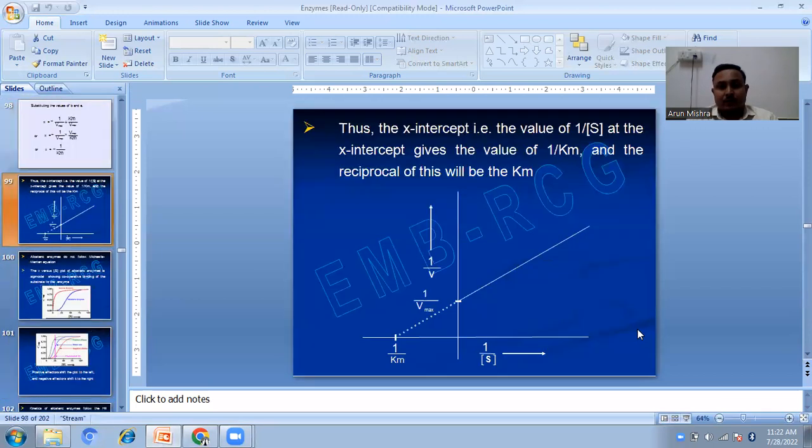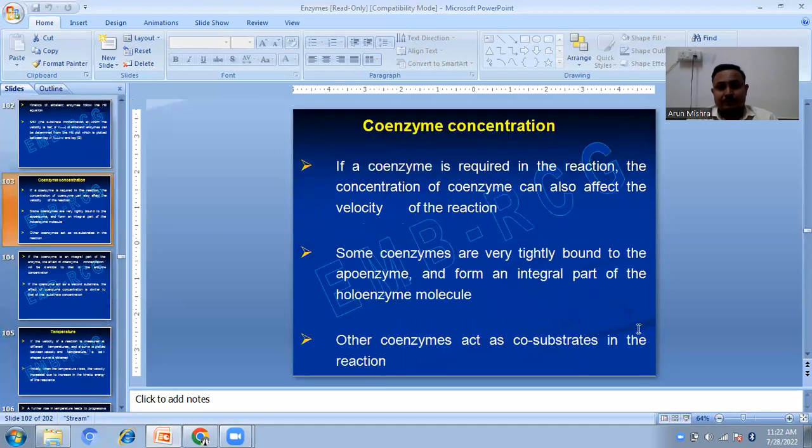Moving on to the next topic, that is the concentration of coenzyme. If a coenzyme is required in the reaction, the concentration of coenzyme can also affect the velocity of the reaction. Basically, coenzyme is a part of the whole enzyme, and that coenzyme can be of two types. It is basically an organic part of that proteinous enzyme.